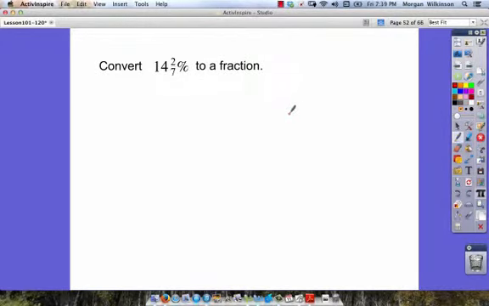Here we have 14 2/7%, and we have to convert that to a fraction. So 14 2/7% is going to be 14 2/7 out of 100. We know fractions are really just dividing, so we could say 14 2/7 divided by 100. We can convert these to improper fractions. 100's easy, that's going to be 100 over 1. But 14 2/7 is a little bit more complicated.